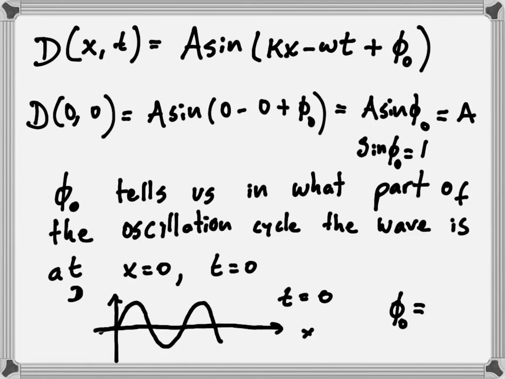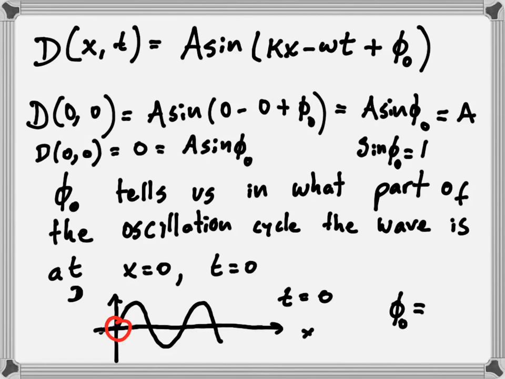But what if the wave picture, the snapshot of this wave, looks like this? At t equals 0, notice that the displacement is 0. So what is the phase constant that is consistent with this?